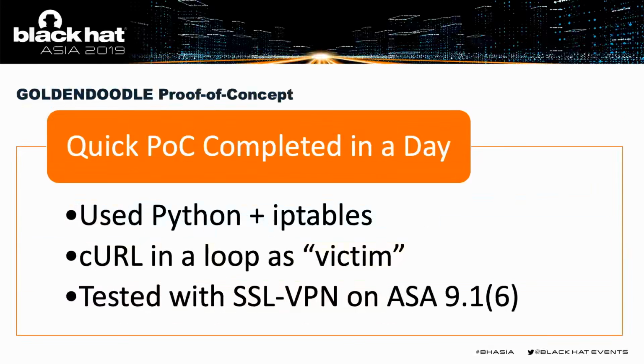So I made a proof of concept of this. It went very easily. I did it in Python using iptables. It wasn't like a full realistic exploit scenario, but rather just having curl being the victim, running it in a loop, and redirecting my traffic through iptables to my script. I tested this on the SSL VPN interface from an ASA running 9.1 subversion 6, and it did in fact work.